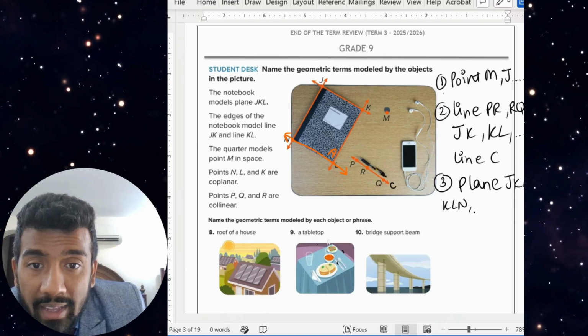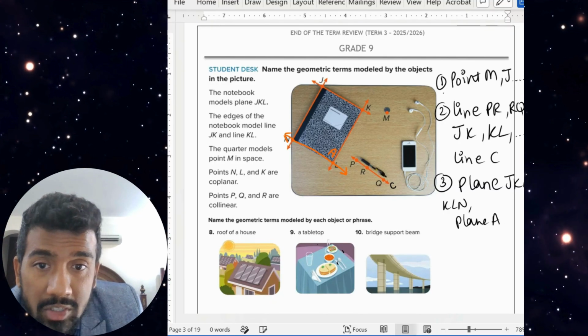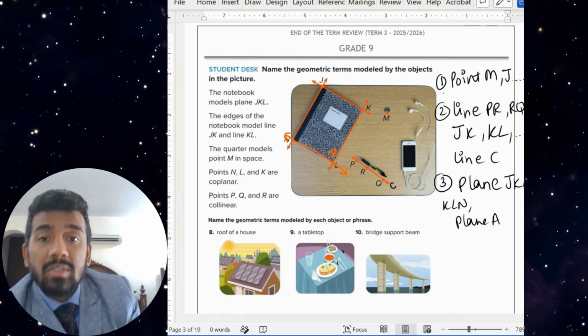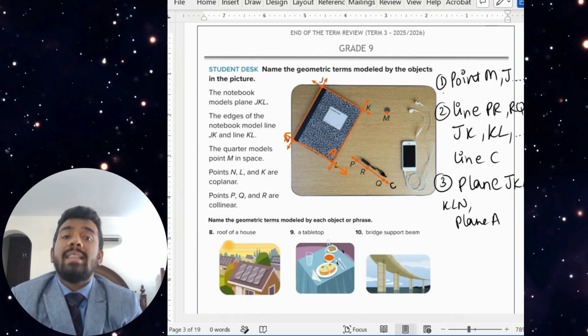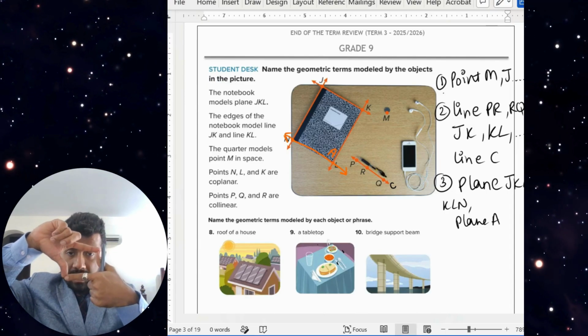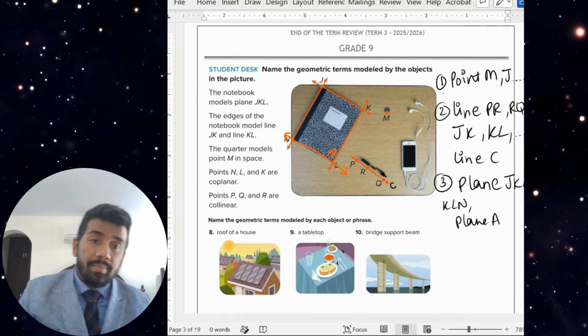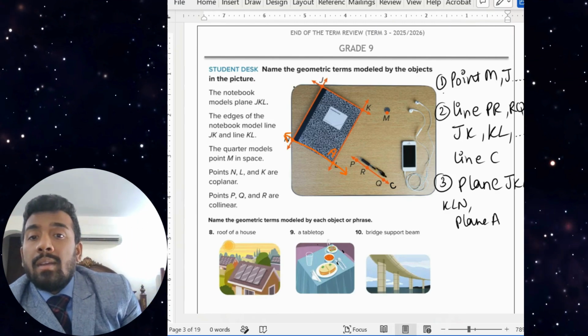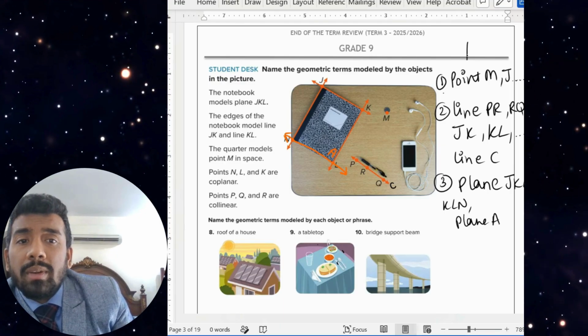You see this plane A, so I can also call it plane A, because there is no point to it, but just one letter, and a capital letter. A plane can be anything, like a closed figure, like a box, a square, or a triangle. So these are the answers. This is just an understanding of what the geometric terms are.